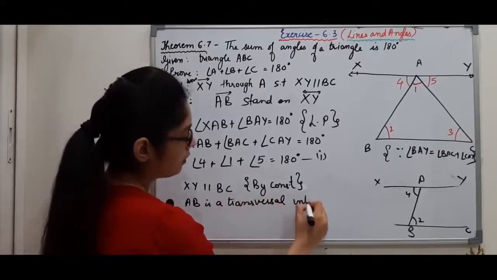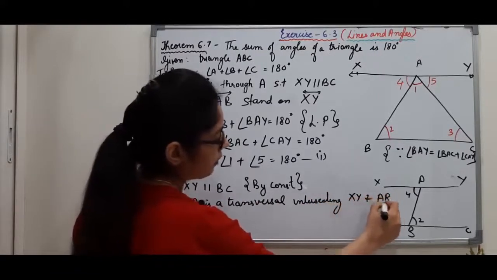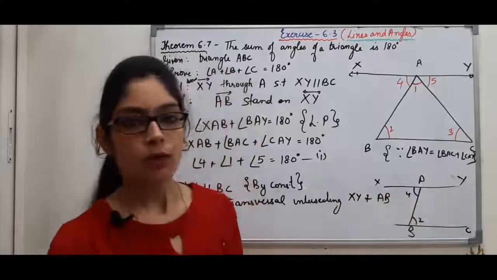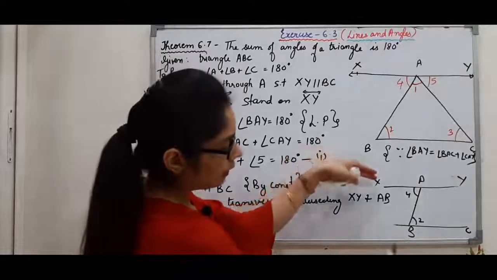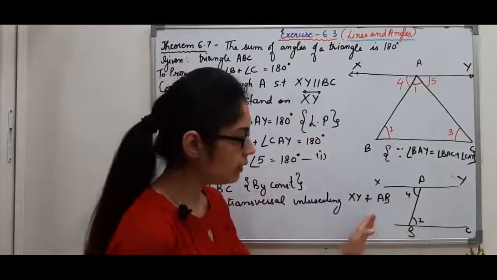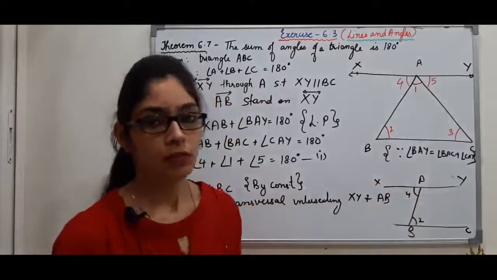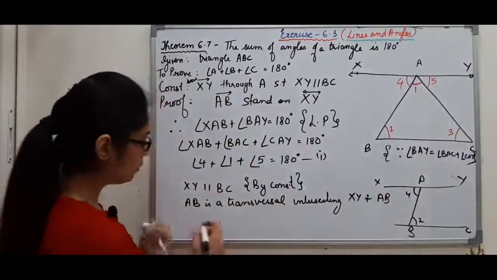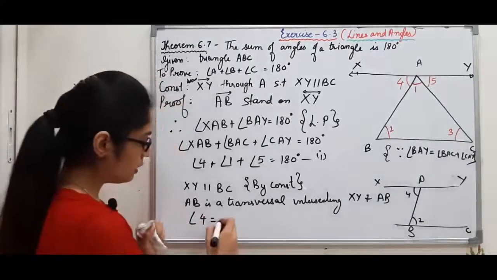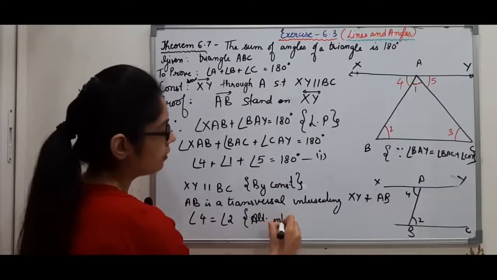XY is parallel to BC and AB is a transversal intersecting XY and AB. Now if you see angle 4 and angle 2, they are forming a pair of alternate interior angles. Both angles are on the inner side of the parallel lines, and angle 4 is on the left side of the transversal and angle 2 is on the right side. So both of these angles are forming a pair of alternate interior angles, due to which these two angles are equal to each other, because alternate interior angles are equal. So angle 4 is equal to angle 2. You can mention the reason, alternate interior angles.